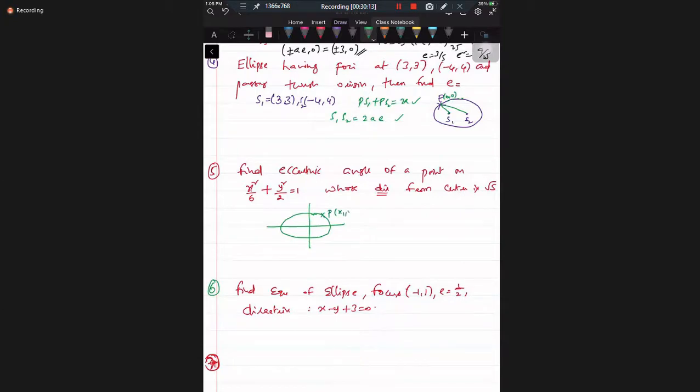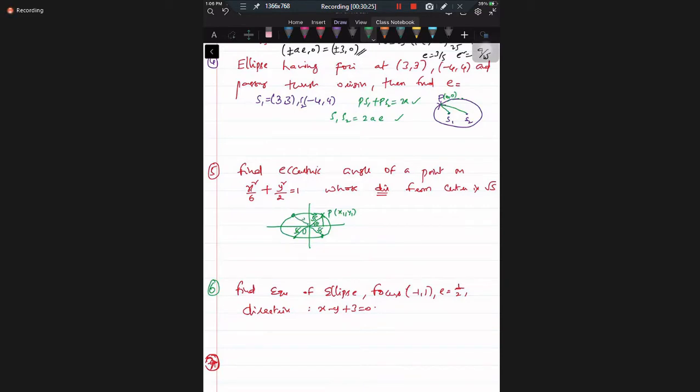Remember, students, we need a point at a distance. They are asking about this theta. That point can be anywhere. It has the same distance, root 5. Is it true? Tell me.